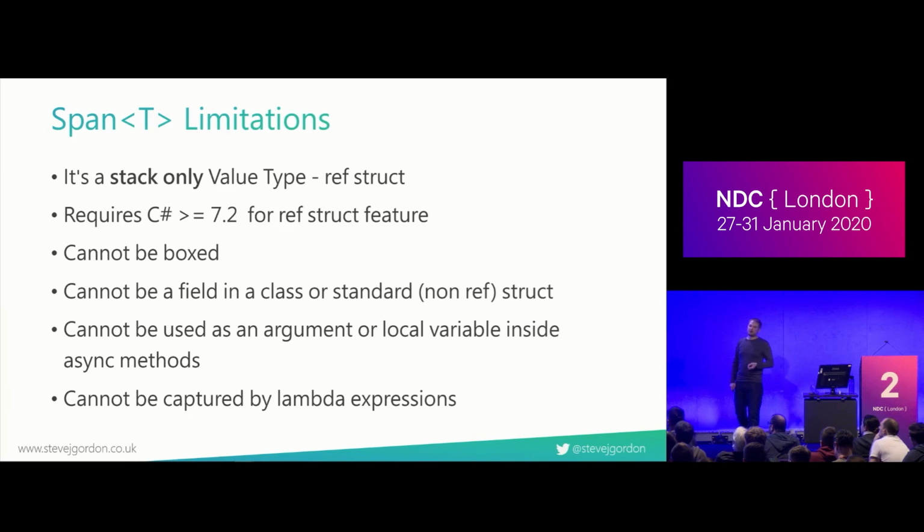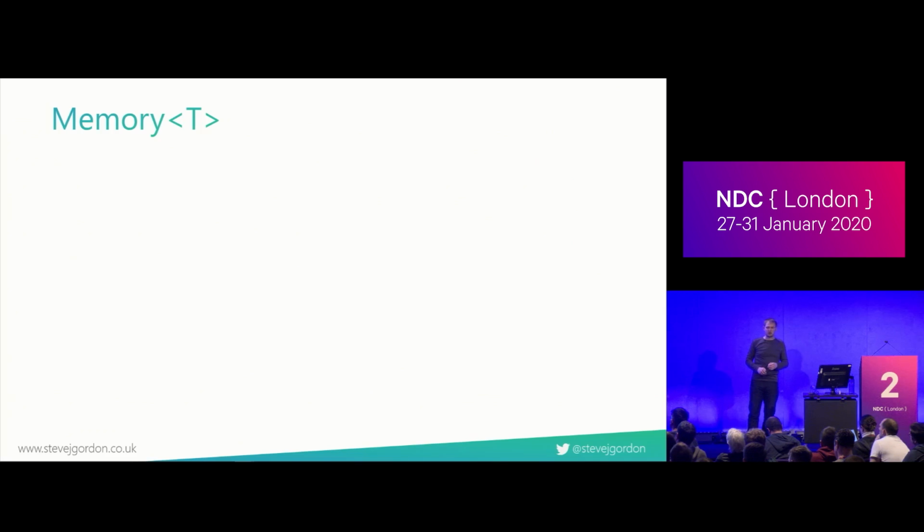And the final thing is, for a very similar reason, it can't be captured inside lambda expressions. The reason for those last two may not be immediately obvious, because in code it doesn't look like you're breaking the rules. But when you compile these, you end up with a state machine in the case of async, or you may end up with a class for the lambda closures that exist. And these mean that we're breaking the earlier rules by then elevating this span into a field on one of those classes that get generated. So these are all the limitations we're running against.